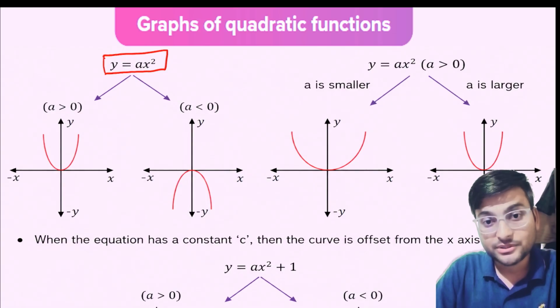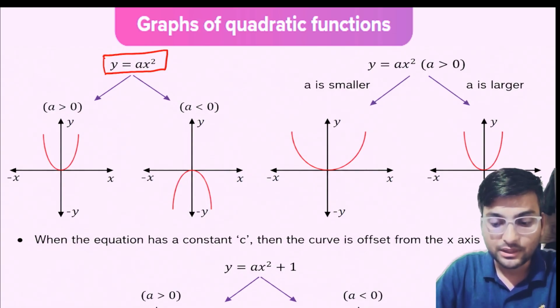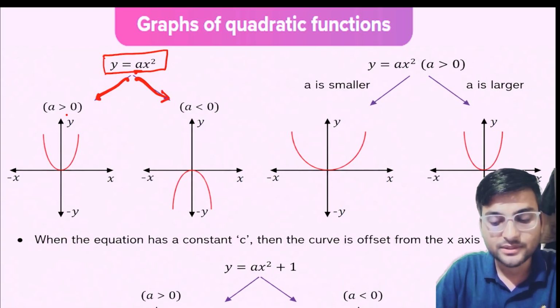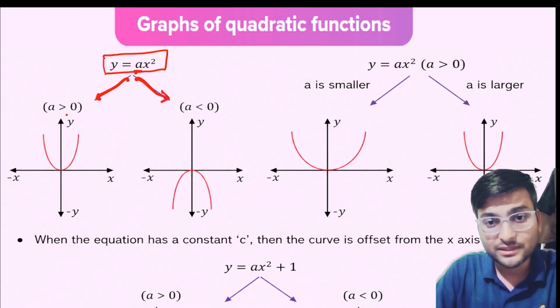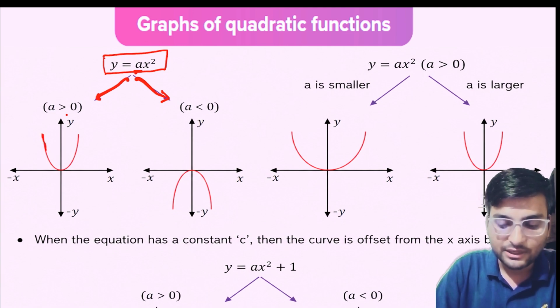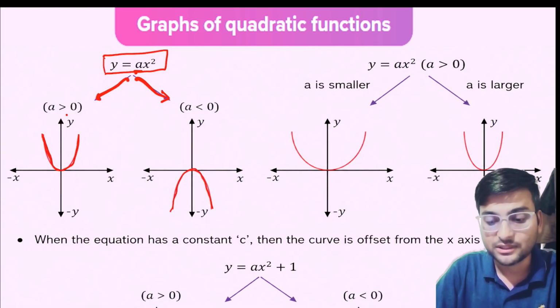So here, kids, there are two points. Two points means the a value may become greater than 0, or maybe the a value becomes less than 0. If the a value becomes greater than 0, meaning the magnitude of x square is greater than 0, then the curve of the graph will be upward. Okay, and if this is less than 0, then the curve of the graph is in the downward direction. Okay, this is the first point.